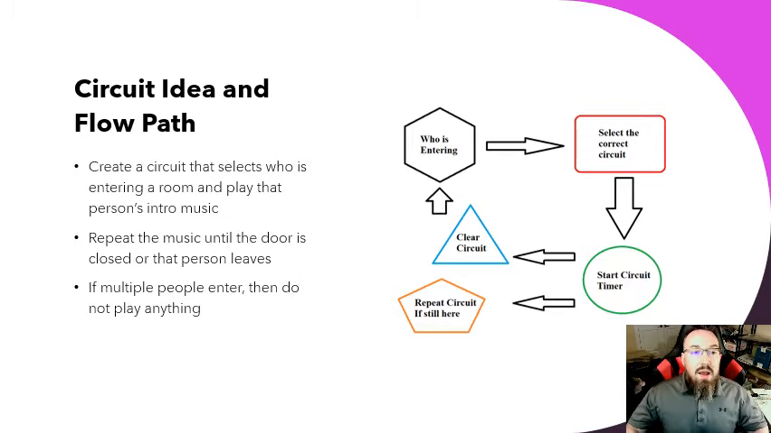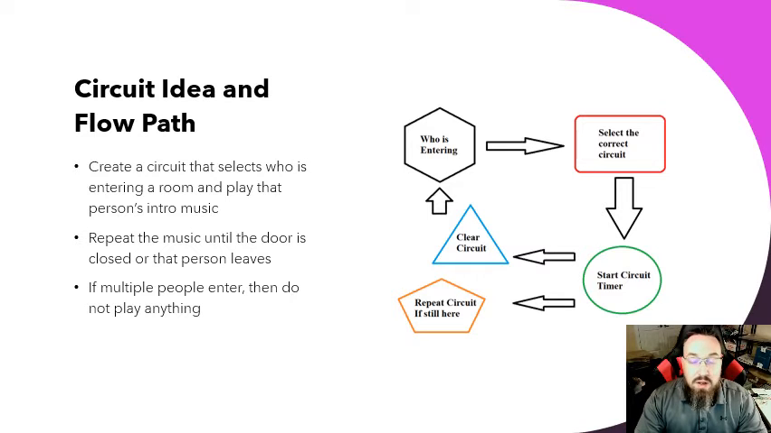For this, my idea for the circuit would be to monitor a room and determine who entered the room based on some sort of input, either RFID tags or something of that nature, to have the circuit correctly distinguish who that person is to start the sequence in the system that would play that person's individual song as they entered the room.